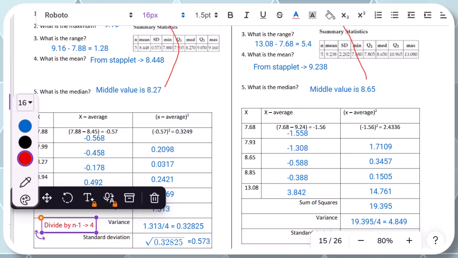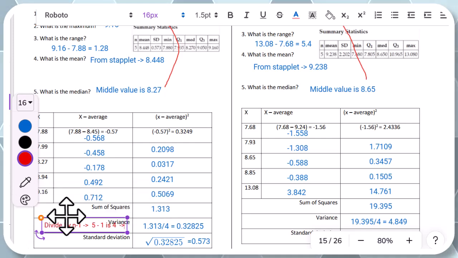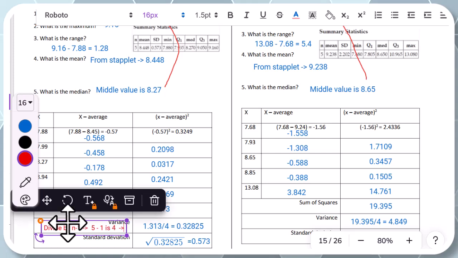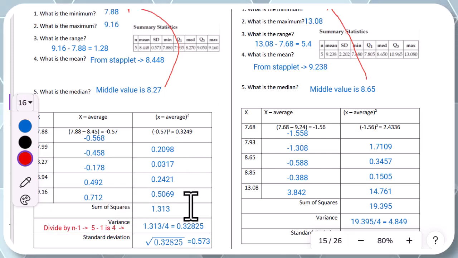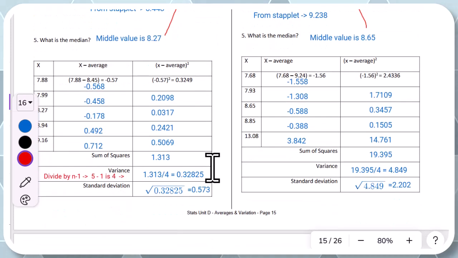You're probably going, I know that. But since I already have the 4, 5 minus 1 is 4. And so that tells you where the 4 is coming from in the denominator there. So that'll be a nice little extra note. Remember, when you take quizzes, you can use your packet. So if you have this written down and filled in, this will be a big help for your quiz, okay?